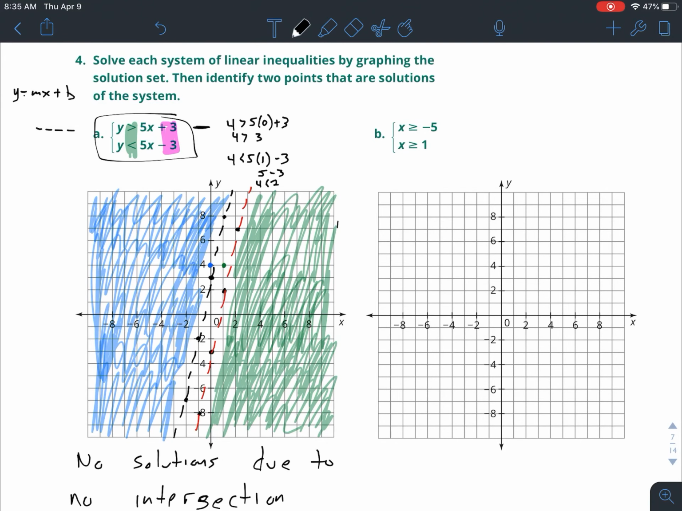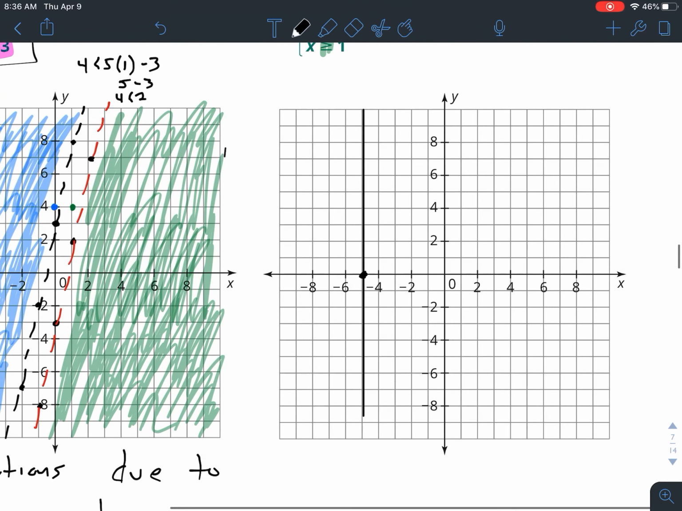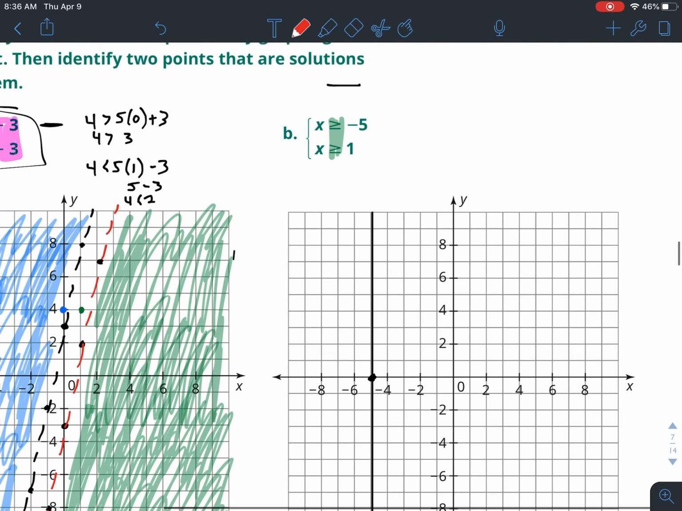Okay, so first one there right away, we know by looking at this problem that these are going to be solid lines. Since there is no y, this is only going to be hitting the x-axis. So negative 5 is where we graph this first one. And because there's no y, this is just a vertical line, so it's pretty easy. We can just draw one single line down, just like that.